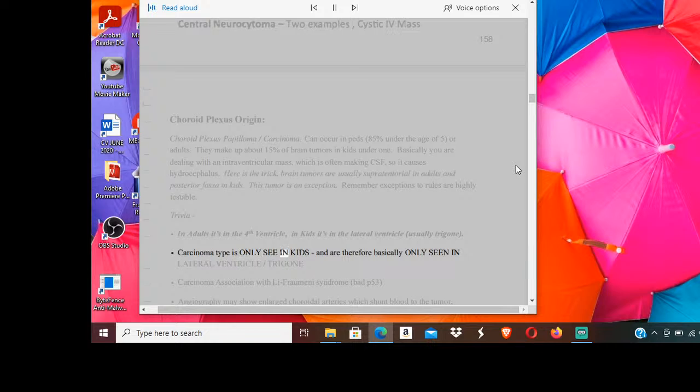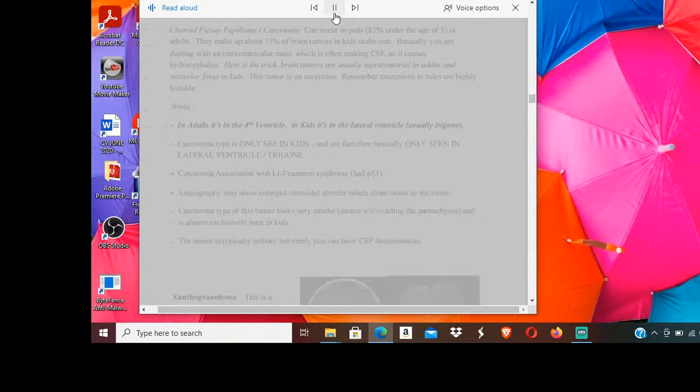Carcinoma type is only seen in kids, and is therefore basically only seen in the lateral ventricle at the trigone. Carcinoma has an association with Li-Fraumeni syndrome, bad P53. Angiography may show enlarged choroidal arteries which shunt blood to the tumor. The carcinoma type of this tumor looks very similar, unless it's invading the parenchyma, and is almost exclusively seen in kids. The tumor is typically solitary, but rarely you can have CSF dissemination.